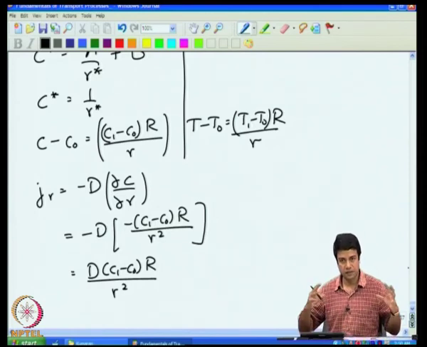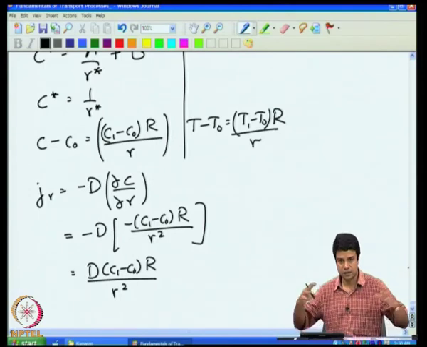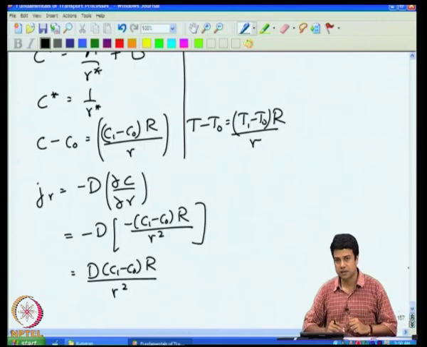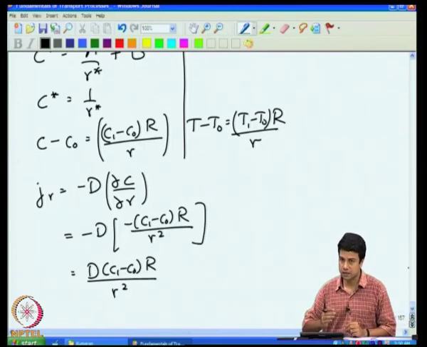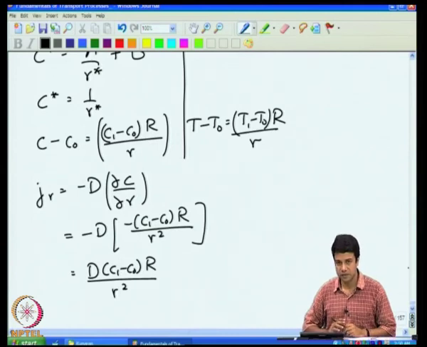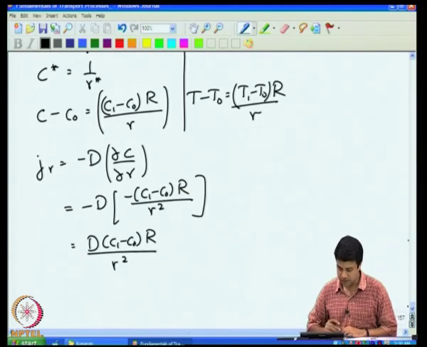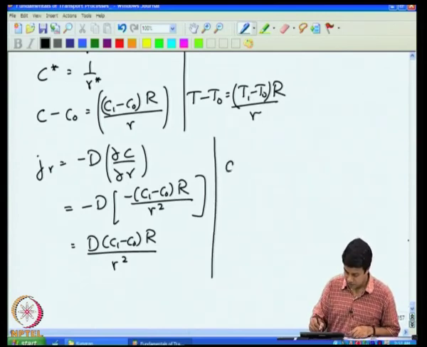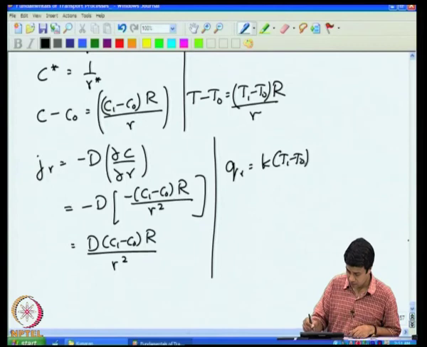Mass coming out of any spherical surface, all the way from the particle surface as you keep increasing the surface, has to be the same, because it is at steady state and there are no sources anywhere. Surface area increases proportional to r square. That means the flux has to decrease proportional to 1 over r square. So, it's just a mass conservation condition. Same thing for temperature. Q r is equal to K into T1 minus T0 R by r square.